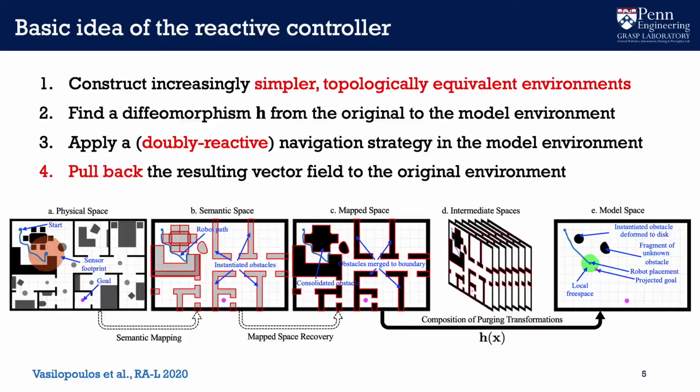In that convex environment, the robot is commanded to just follow the projection of the global goal onto a local free space around the robot placement. It can be shown that this strategy guarantees both collision avoidance and convergence to the global goal.